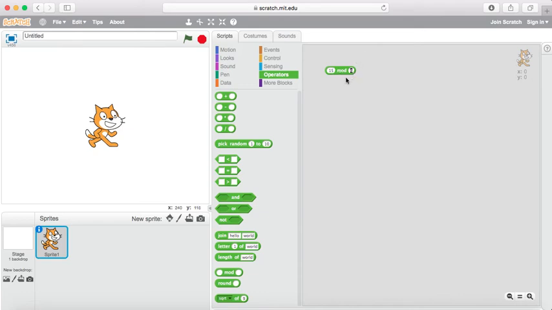If we do, let's say, 2, well, we know that the answer is 7 with a remainder of 1. And it only gives us the remainder. So mod gives you the remainder in a division problem.